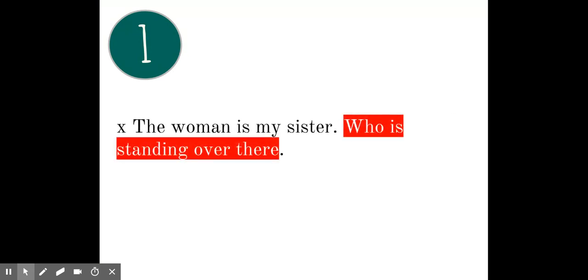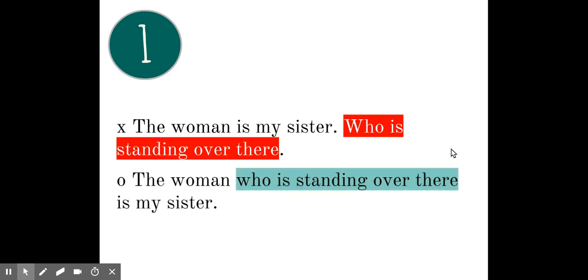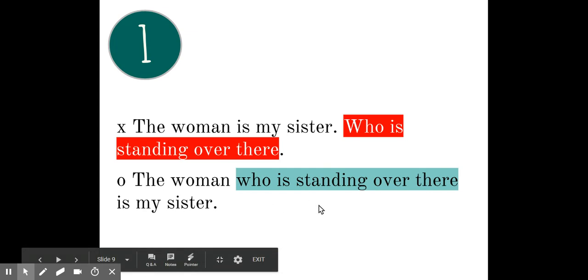So, "the woman is my sister who is standing over there" does not work. "Who is standing over there" is not a complete sentence, right? If this were a question, it'd be a complete question. But as a sentence, "who is standing over there?" Nope. "The woman who is standing over there is my sister." So when we put it with this independent clause, right, then it's okay. "The woman who is standing over there is my sister." It gives us more information about this noun, the woman.